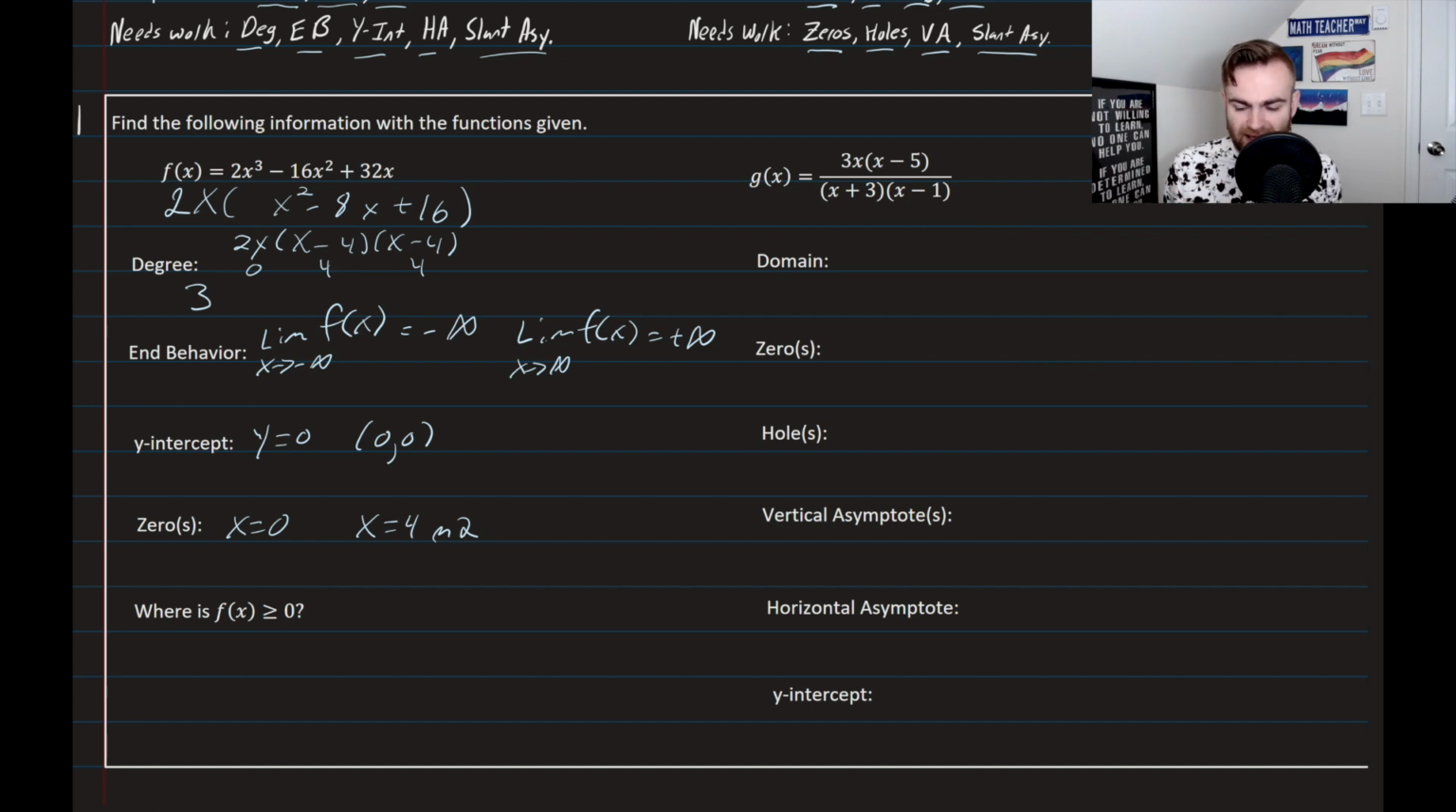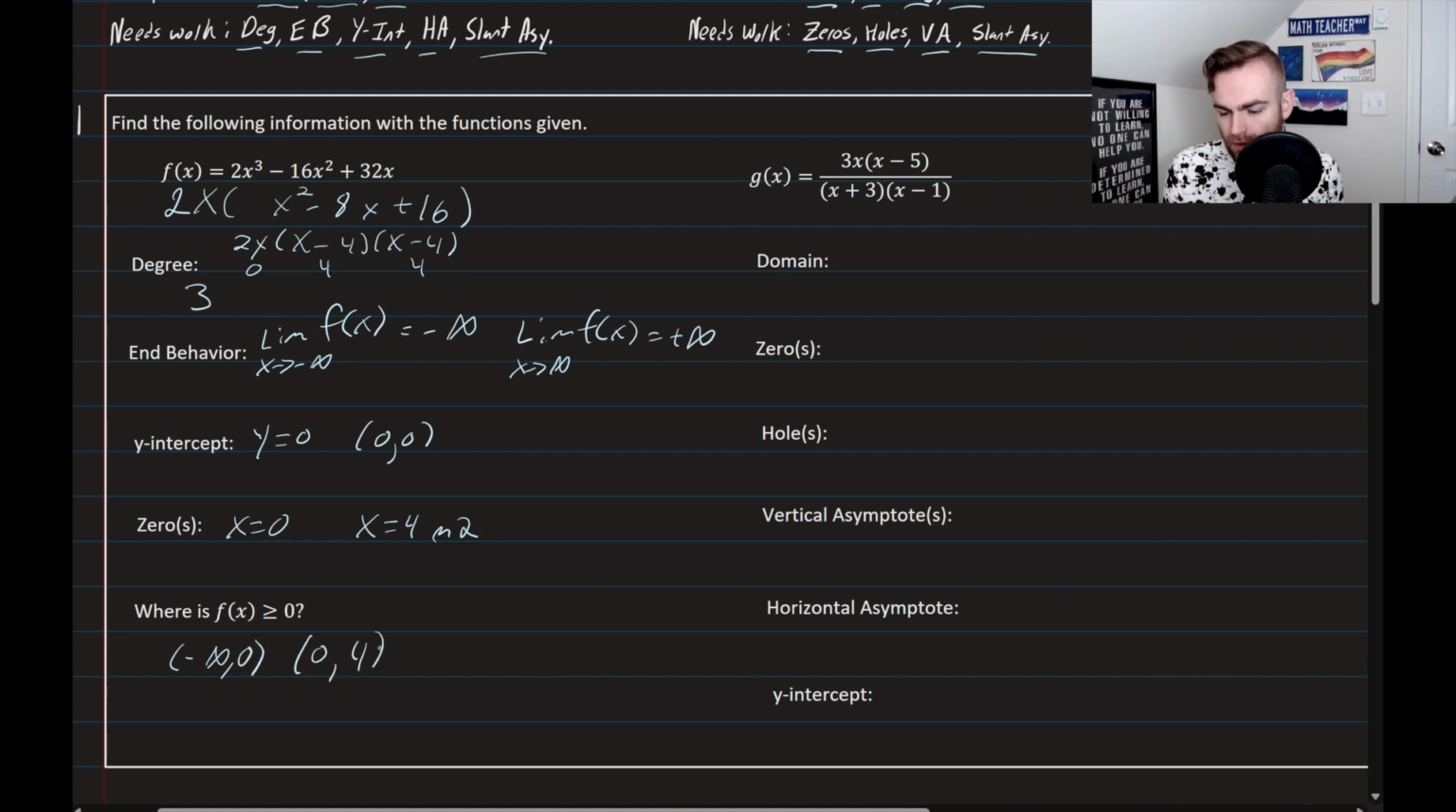So where is f greater than or equal to 0? This means that we need to look at what's happening for all of our parts. And we don't really need to do a whole lot of work if we remember what we've learned previously. So we're really looking at what happens between negative infinity and 0, 0 and 4, and 4 and infinity.